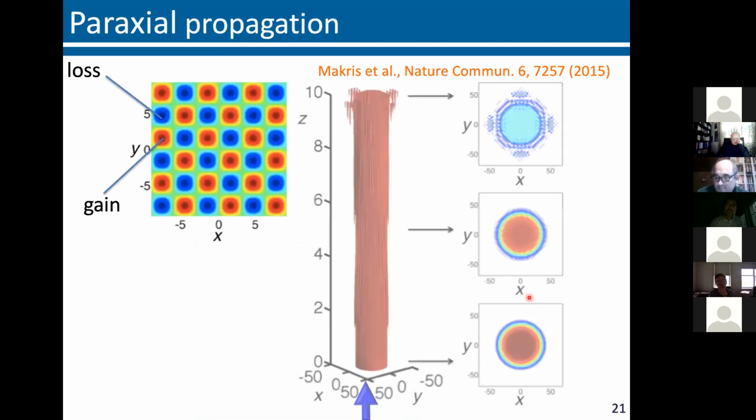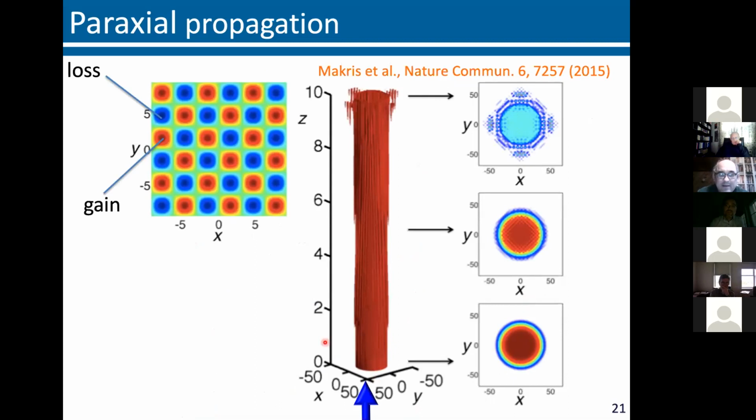So we inject here a beam into a system that has a gain loss patterning. And this beam propagates in the Z direction, and its finite aperture with a constant intensity in the middle survives for some propagation distance. Only later it breaks up, because the beam only has a finite extent, and then at some point this will break down. But we could show that such extensions actually work.